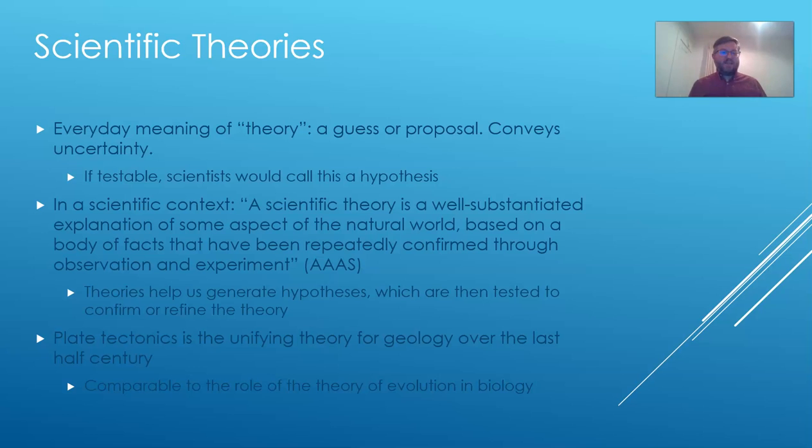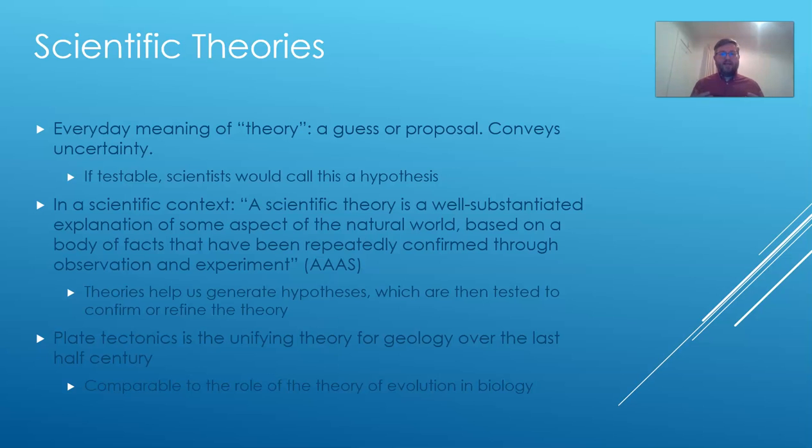So in a scientific context, when we say theory, we can use this definition from the American Association for the Advancement of Science. It's a major scientific organization across all different scientific fields, and they define a scientific theory as a well-substantiated explanation of some aspect of the natural world based on a body of facts that have been repeatedly confirmed through observation and experiment.